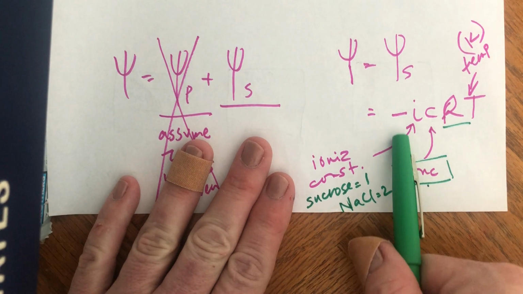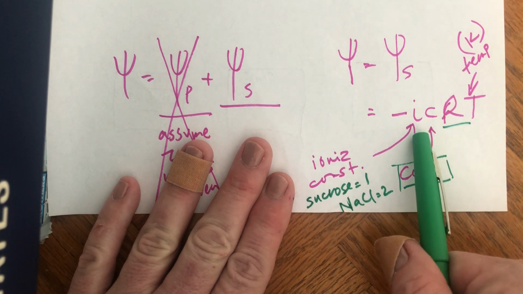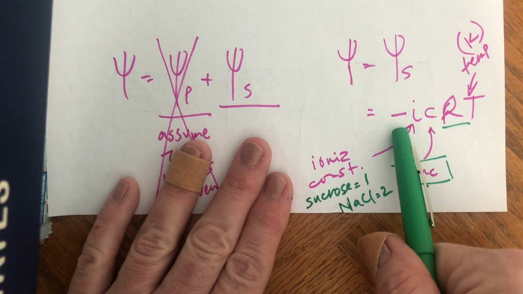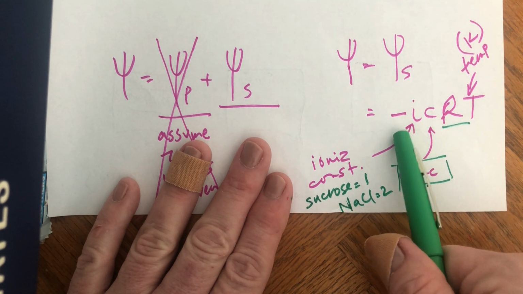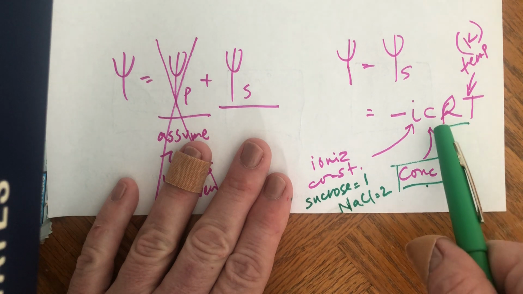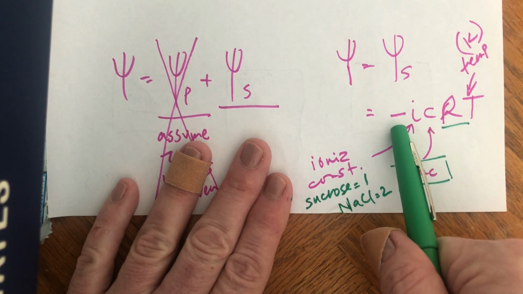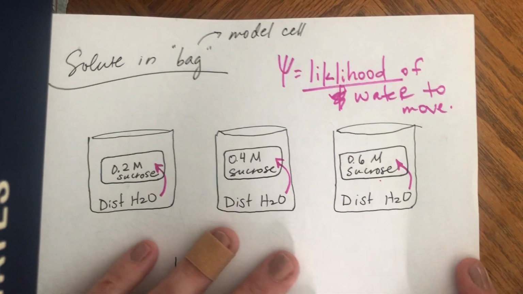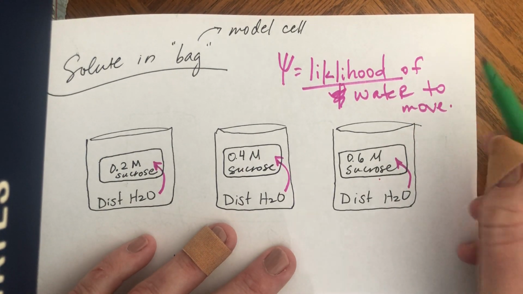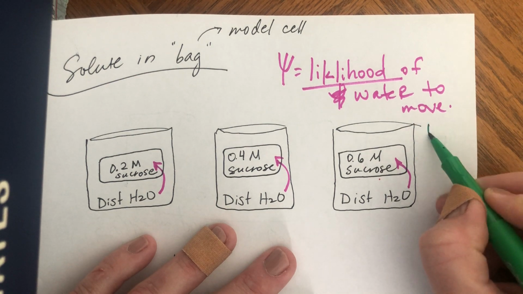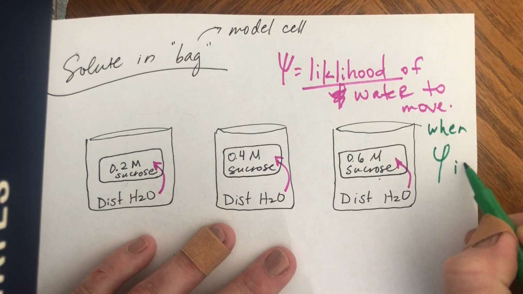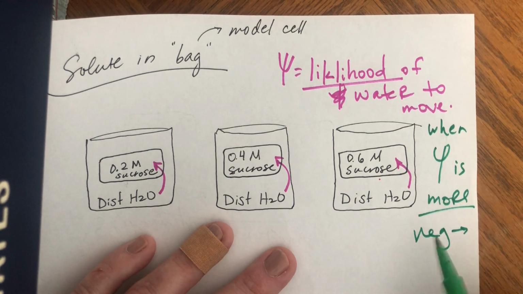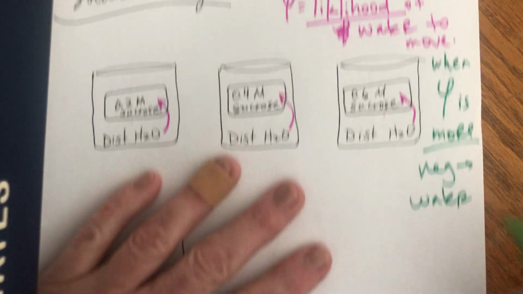So, back to this. You guys are smart. You know math. As the constant of ionization gets bigger, like for salt, this gets more negative. Water's more likely to move into that area. As the concentration gets greater, this gets more negative. Water's more likely to move into that area. So if this is the likelihood of water to move, when water potential is more negative, water wants that.